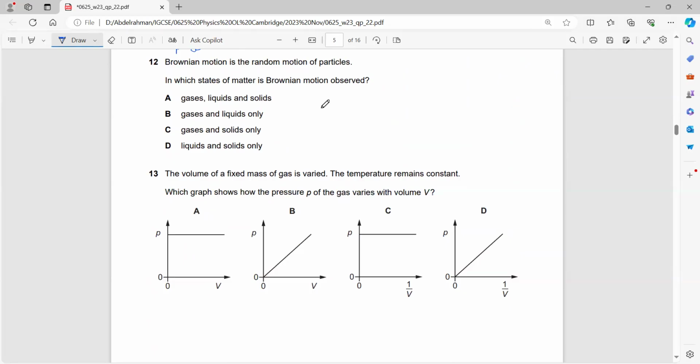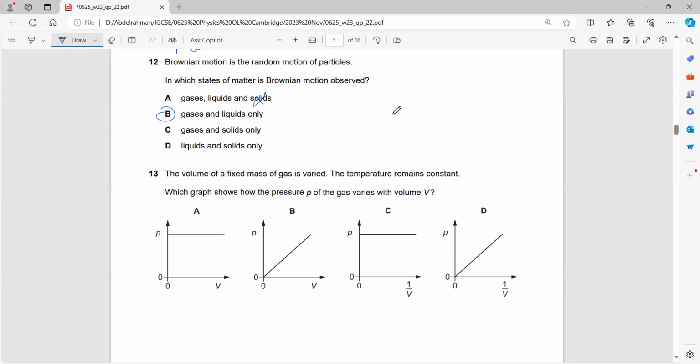Okay. Brownian motion: in which states of matter does the Brownian motion happen? All. No, wait, isn't it gas and liquid? Yeah, gases and liquids only. The Brownian motion only happens in gases and liquids.